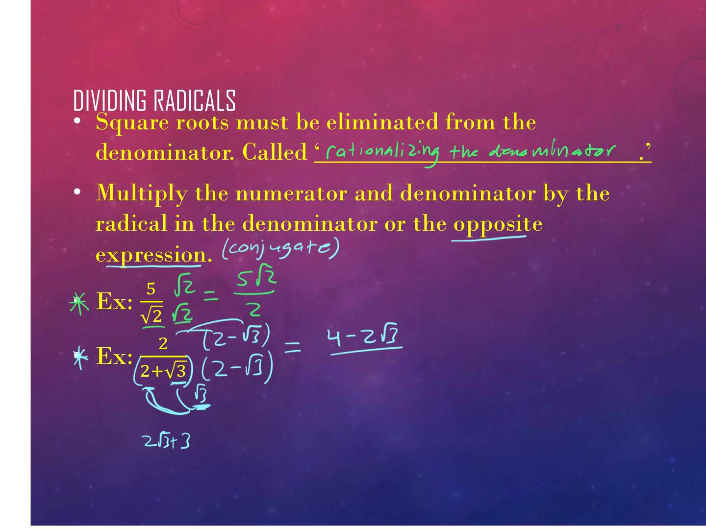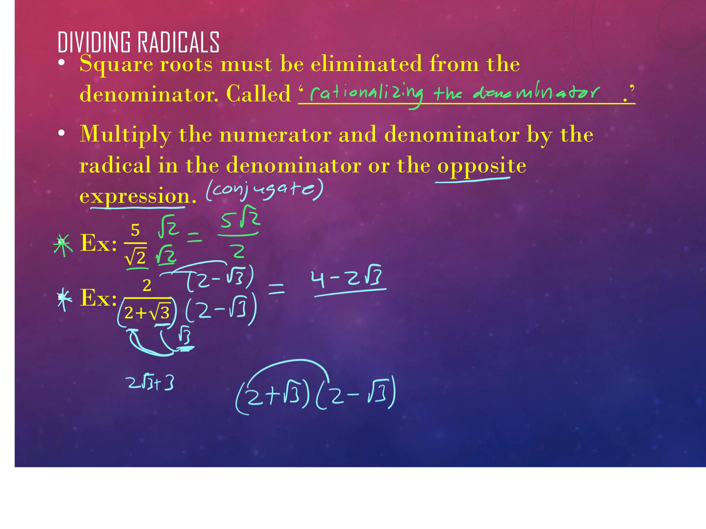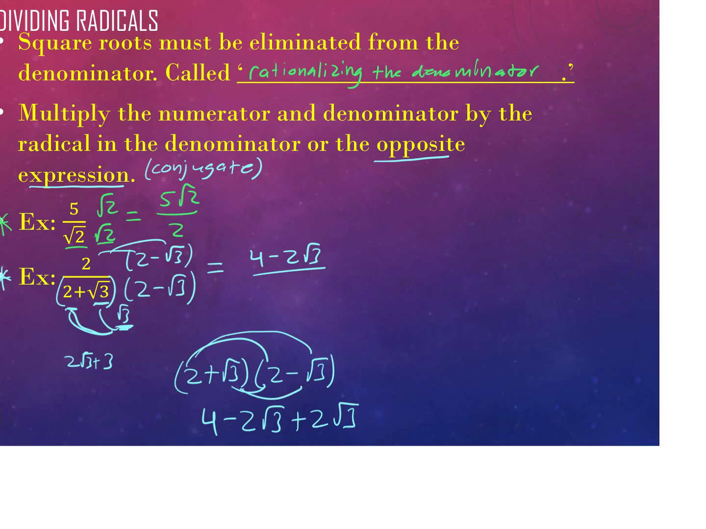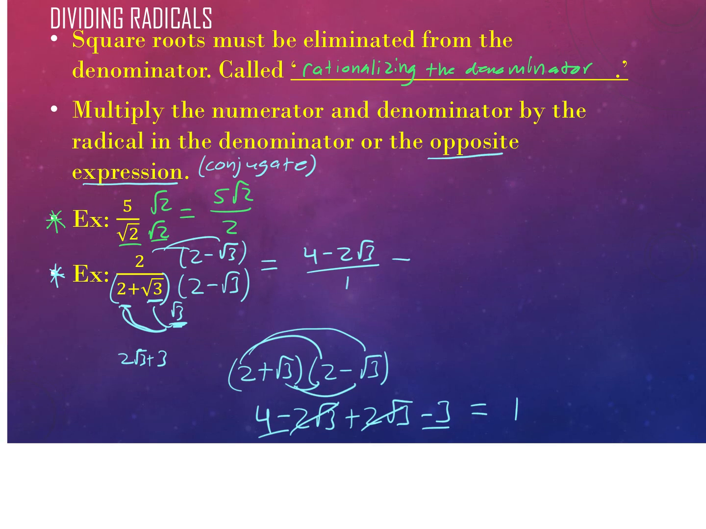And on the bottom, you can choose to FOIL it, and I'll show you what happens when you do. If I do 2 plus the square root of 3 times 2 minus the square root of 3, first times the first, I get 4. Outer times the outer, I get minus 2 square root of 3. Inner times the inner, I get plus 2 square root of 3. And last times the last, I get minus 3. But notice the middle two terms cancel, and you end up with 4 minus 3, which is 1. So on the bottom, I'm going to get 1. And then this is just going to become 4 minus 2 square root of 3. Anything over 1 is itself.